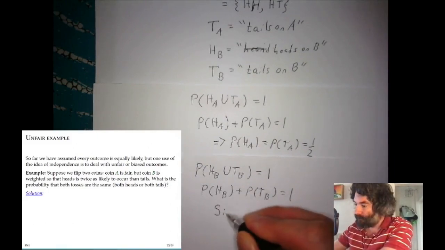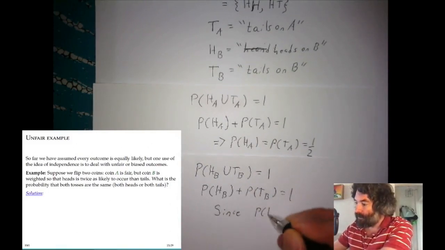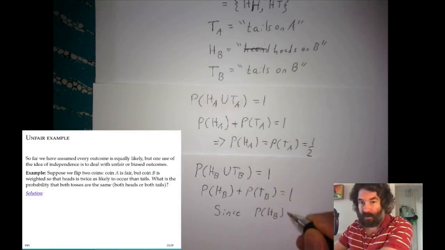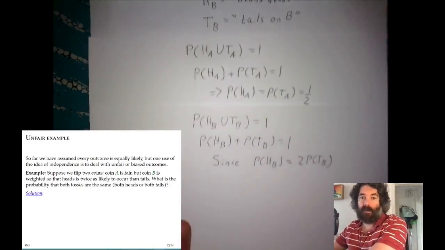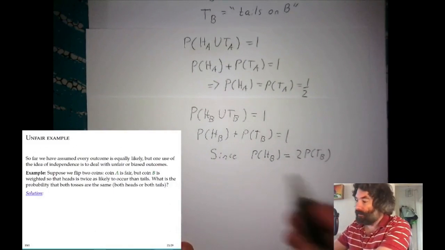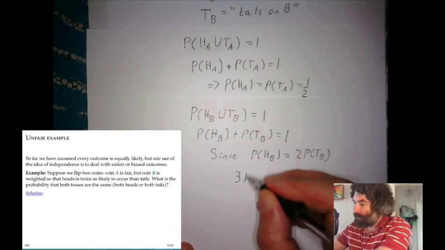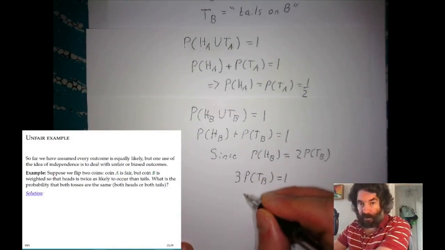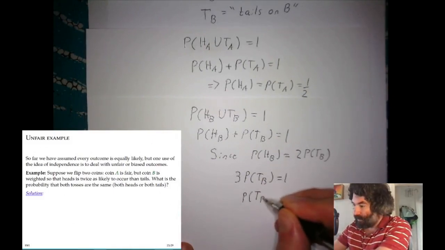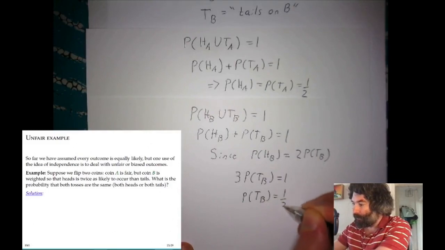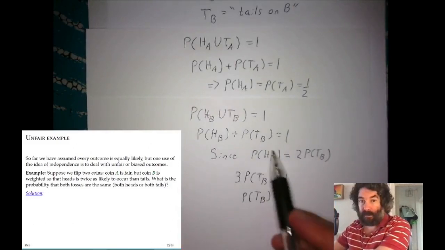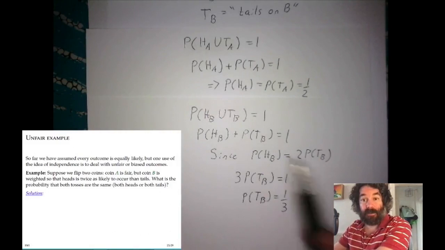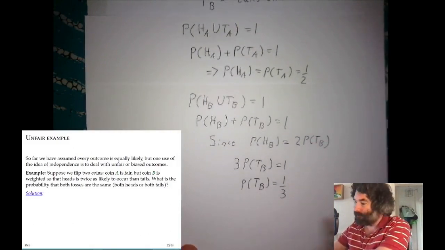So since the probability of heads on B equals 2 times the probability of tails on B, we have that 3 times the probability of tails on B equals 1. So the probability of the event that we get tails on B is equal to 1/3. And from this equation, then the probability that we get heads on B would have to be 2/3.